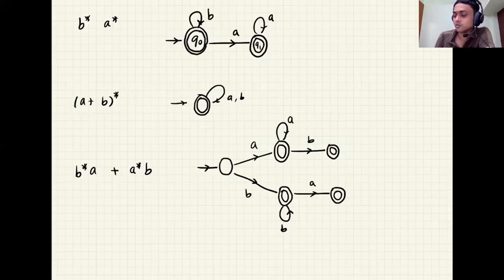(a plus b) star, this is the set of all words. It's a single state. You don't have to remember anything. Just keep reading a and b.